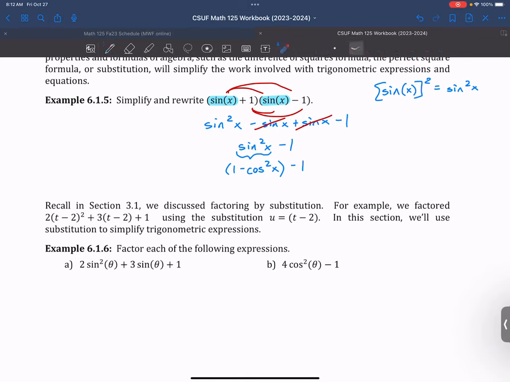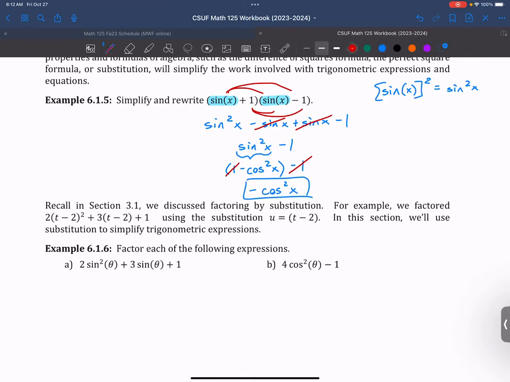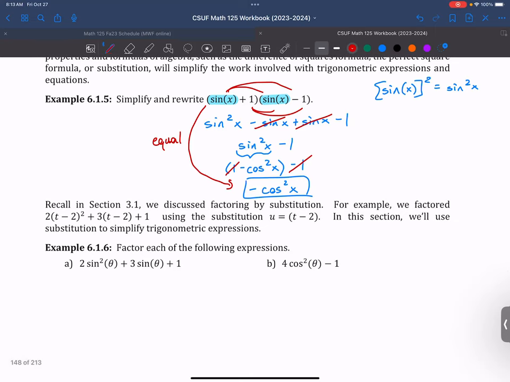Now, why did I do that? Because I knew that this 1 minus 1 was going to cancel out as well. So we have a positive 1 and a negative 1, and those cancel out. And we get all the way down to negative cosine squared of x. So that is the simplest form for the expression that we started with, right? Those are equivalent. I guess we should make a note of that. These two are equal to each other. And so why not write it in a simplified form if we can? So that's multiplying and then simplifying.